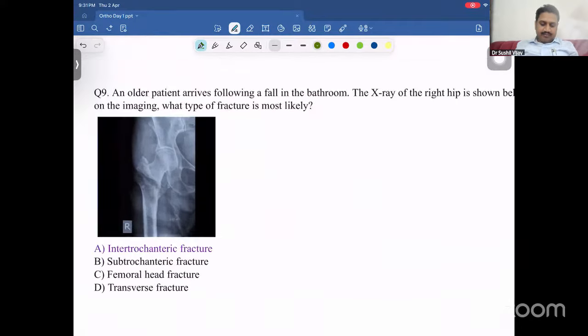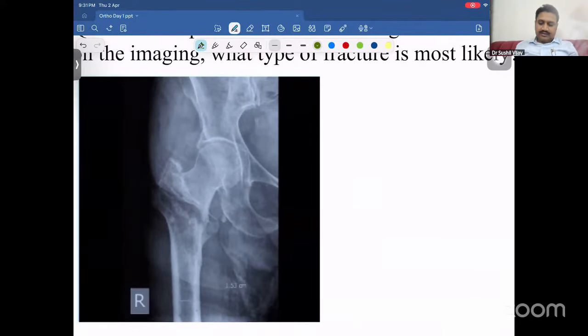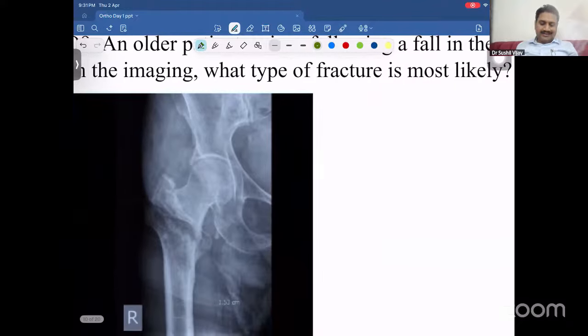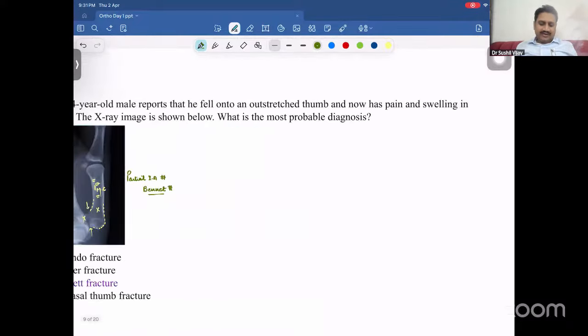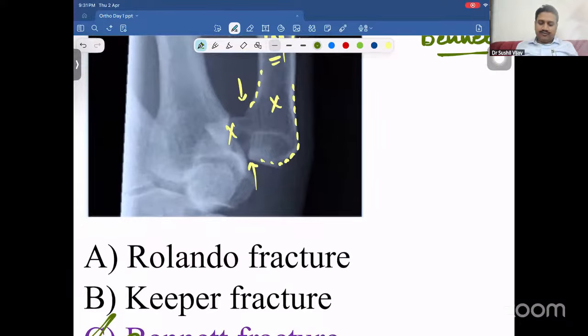ये कौन सा फ्रैक्चर है? Older patient falling in the washroom, in the bathroom, and there is an injury. What kind of injury is this? Due to pull of abductor pollicis. अरे wow, very good, very good. I'm so happy. Due to pull of abductor pollicis longus, APL.